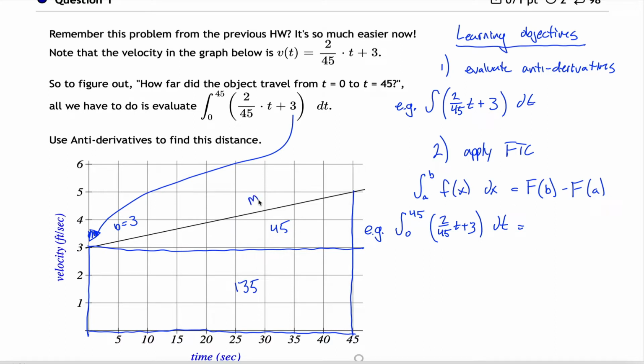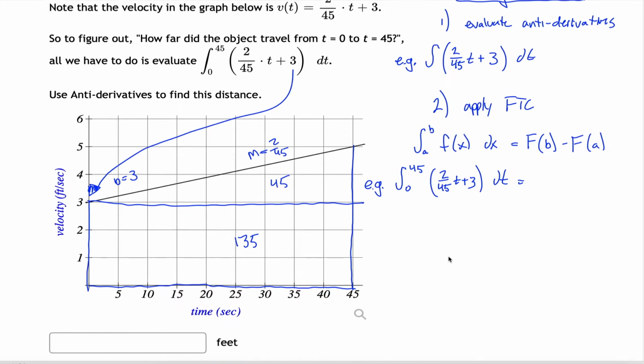So the slope is equal to 2/45. Therefore, this is the equation of this line. So if I want to know the area underneath the line, I just evaluate the definite integral from 0 to 45 of 2/45 t plus 3. And to evaluate that, I can use my fundamental theorem of calculus.